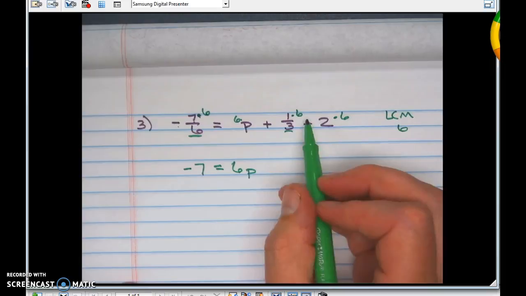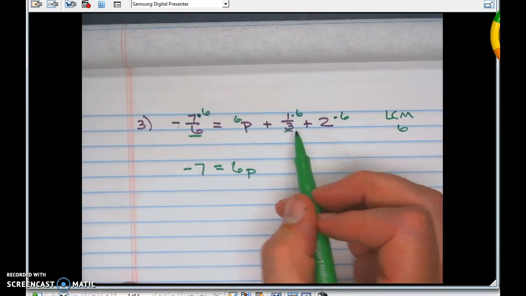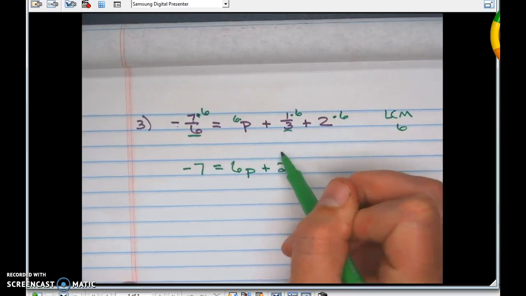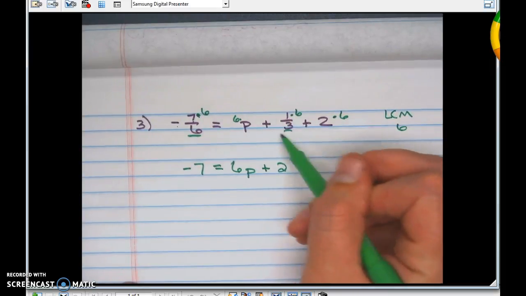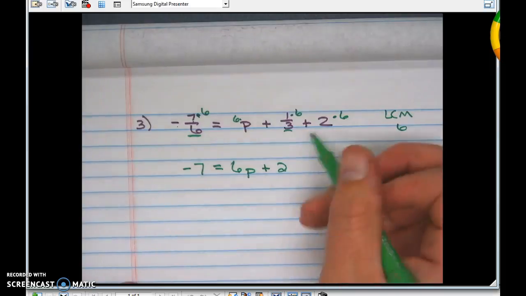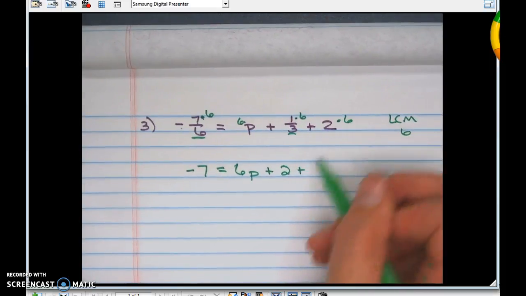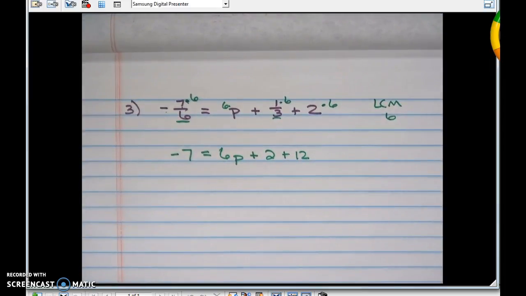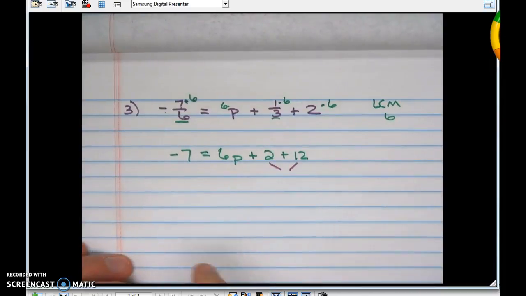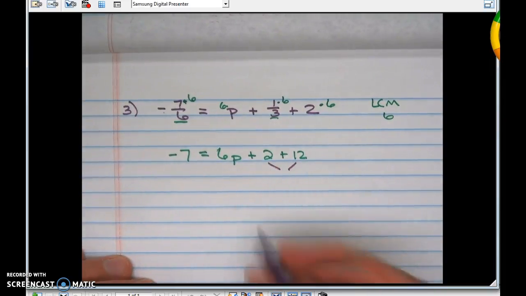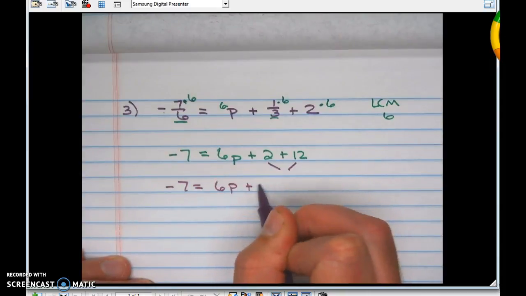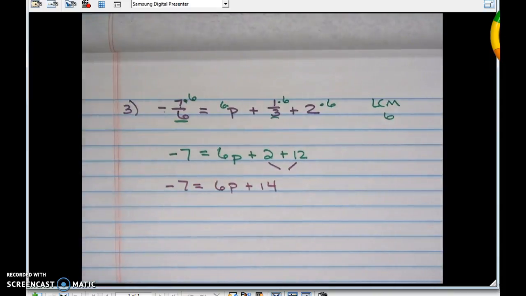1/3 times 6, 6 times 1 is 6, 6 divided by 3 is 2. So that turns into a plus 2, again, plus sign coming down. This is a positive times a positive divided by a positive, so it stays positive. And finally, a positive 2 times 6 is a positive 12. How you solve it from here, again, is kind of up to you. For me, I would probably combine these two because I know that 2 plus 12 is 14, and I would just turn it into a two-step that way. Negative 7 equals 6p plus 14. And then I would go from there.